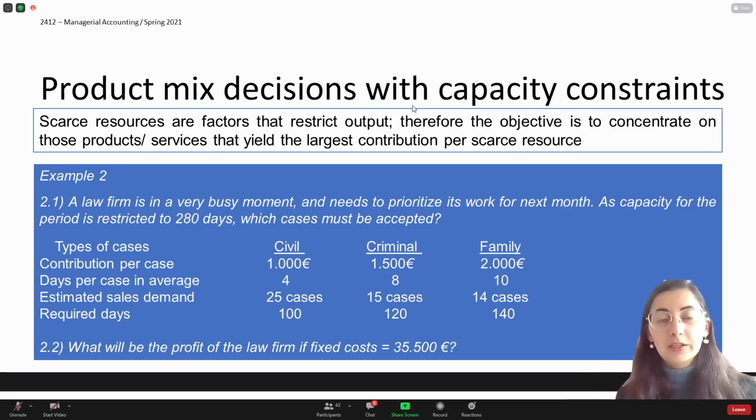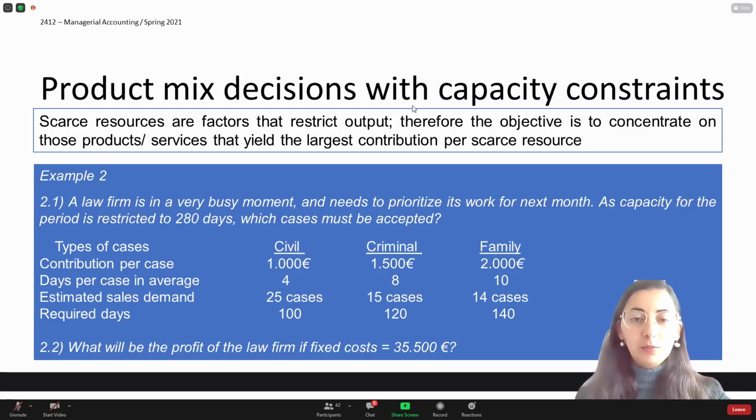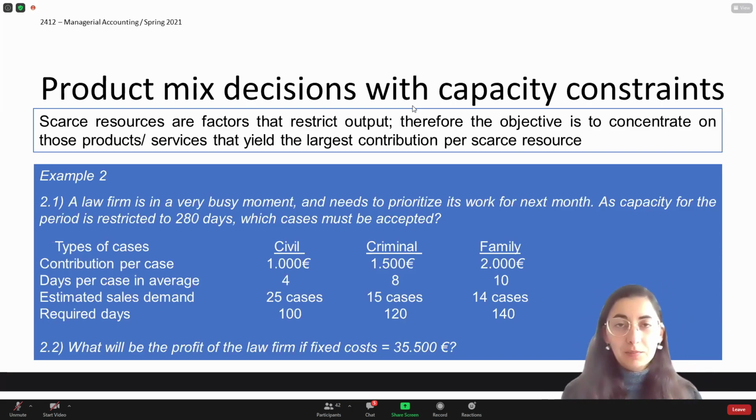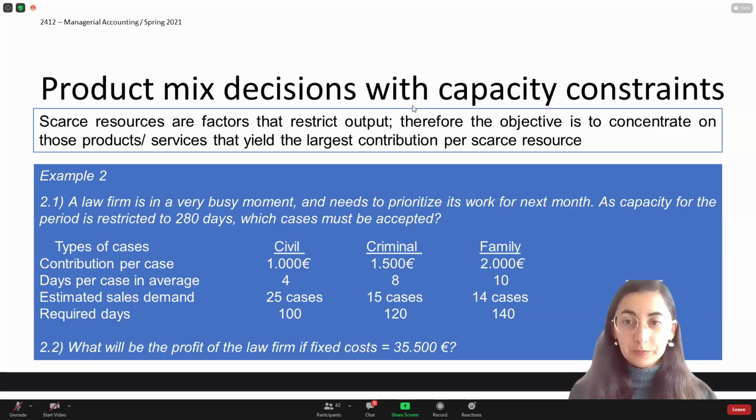So if I look per day, I should be doing civil, because in 10 days I can earn more if I do civil cases than if I do family cases. And it's the same reasoning for criminal. So when we have limited capacity, we should be looking at this contribution per scarce resource. And when we do this, it is exactly what you said. We will first fill in the civil, that will be the 25 cases.